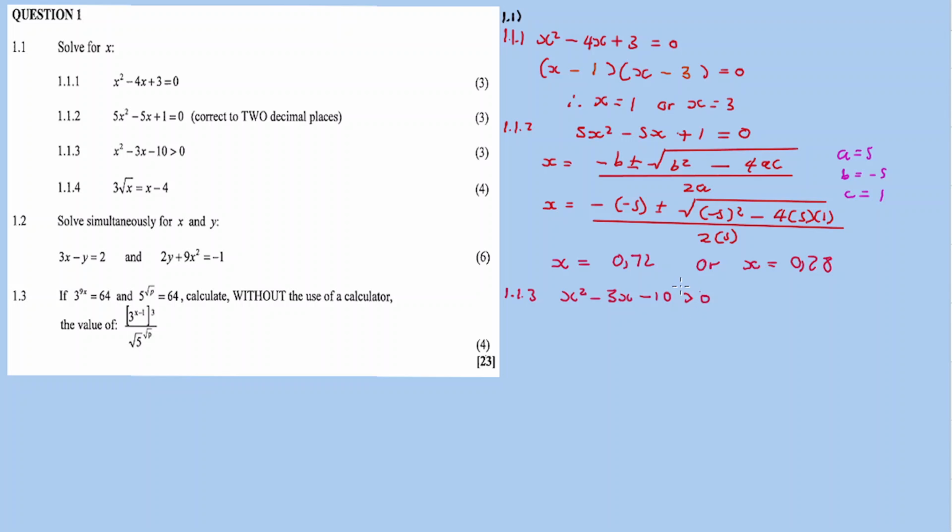1.1.3, quadratic inequality. There's an inequality sign, right? So again, quadratic equation or the factoring method. We treat it as a quadratic equation by first finding the critical values. So we want 2 numbers that when multiplied give negative 10, and the same numbers when added give negative 3. That's negative 5 and 2. Negative 5 times positive 2 gives negative 10. Negative 5 plus 2 is negative 3. So our critical values are x equals 5 or x equals negative 2.